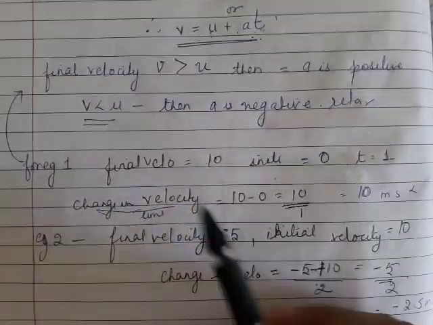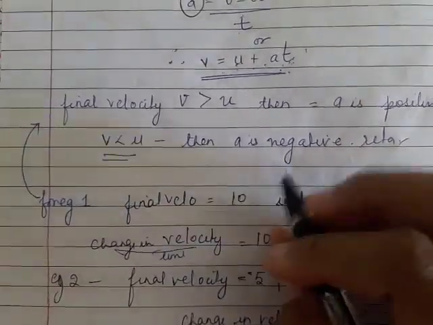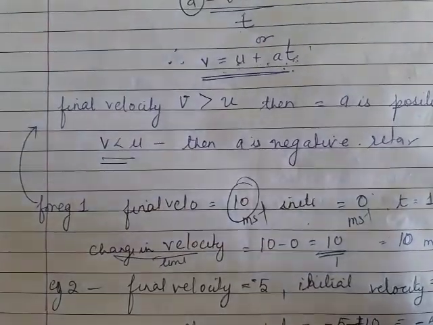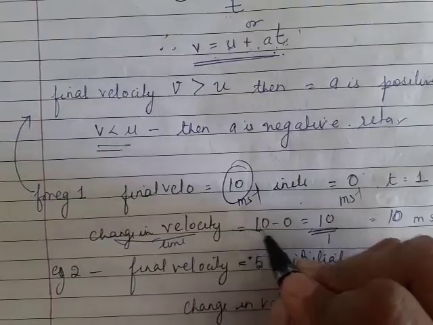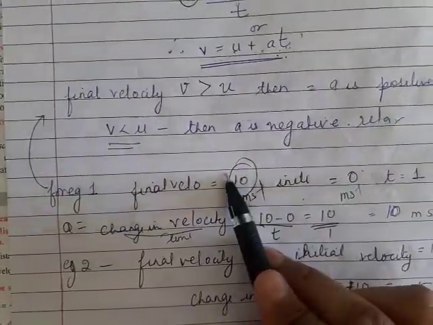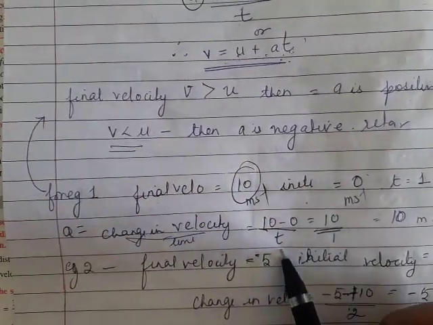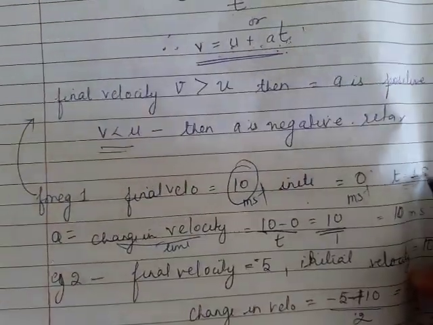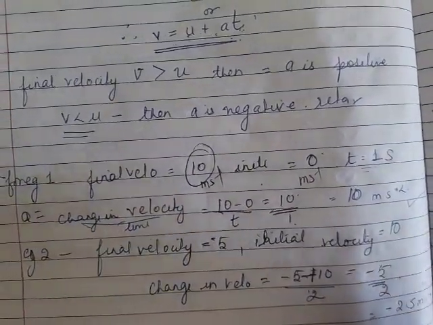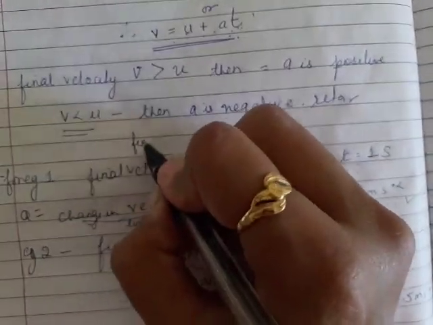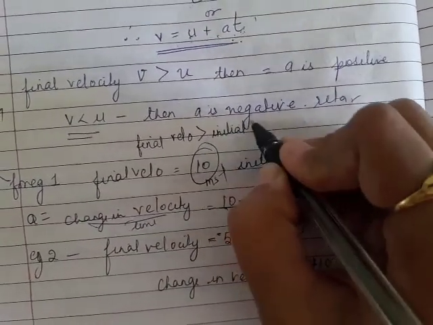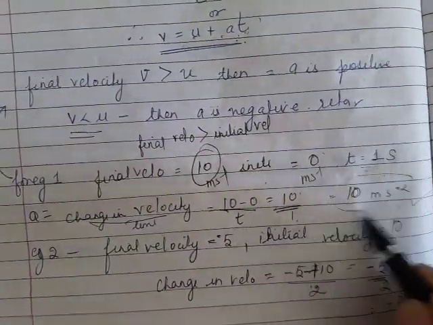So let us see an example I have given here. For example, final velocity is 10 meter per second, initial velocity was 0 meter per second. So what is the formula? Change in velocity upon time gives me acceleration. 10 is final velocity, 0 initial, so 10 minus 0 upon t. The time taken was 1 second. So 10 upon 1 gives me 10 meter per second square. This is the case when final velocity is greater than initial velocity. That time the acceleration is positive.